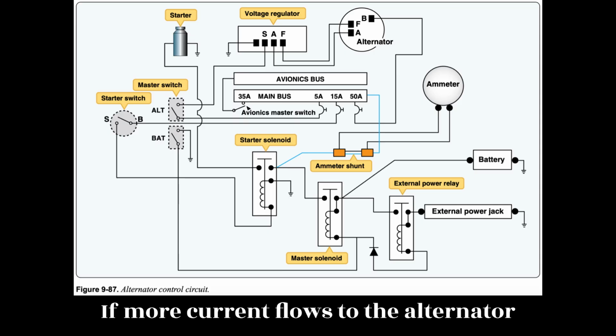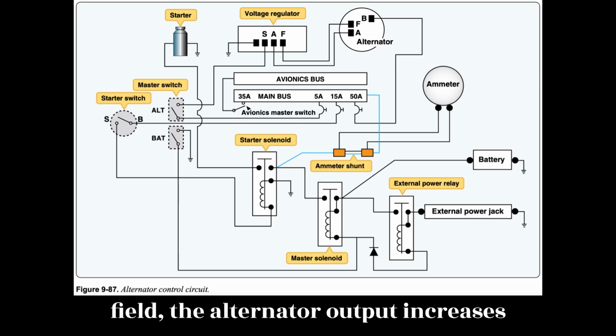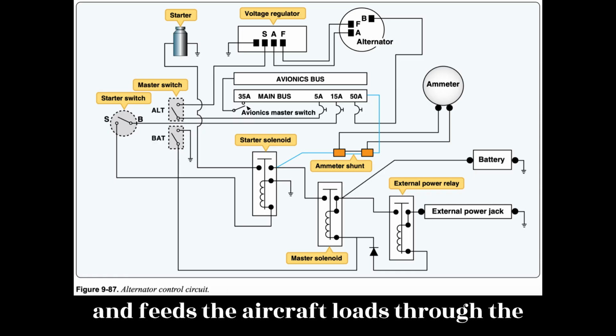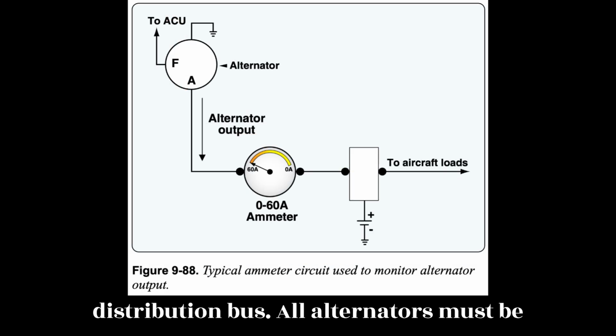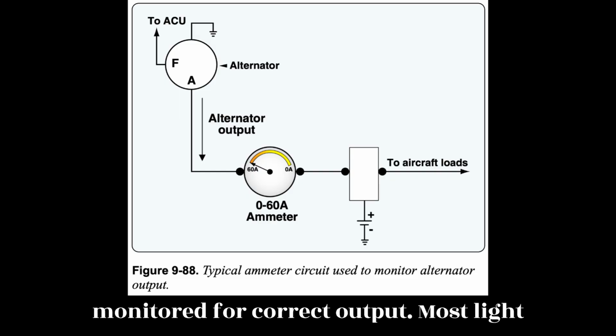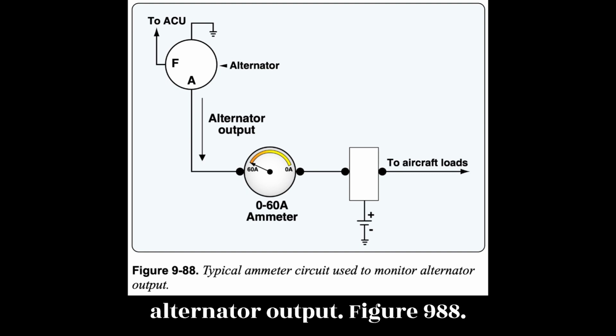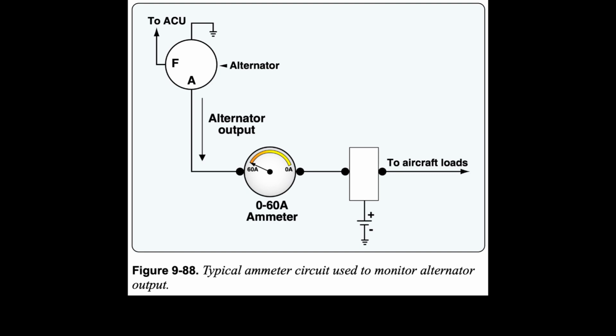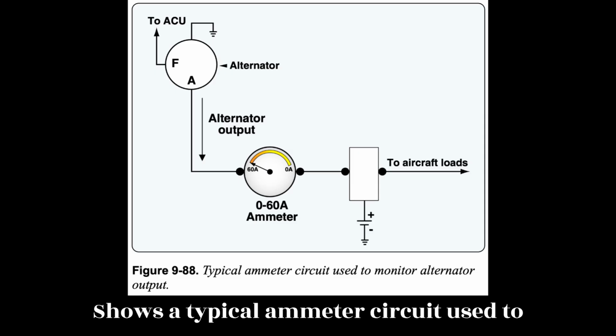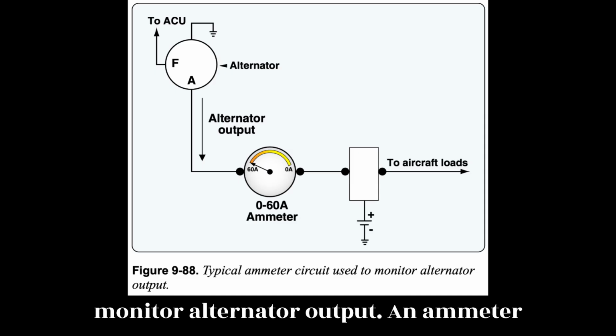If more current flows to the alternator field, the alternator output increases and feeds the aircraft loads through the distribution bus. All alternators must be monitored for correct output. Most light aircraft employ an ammeter to monitor alternator output. Figure 9.88 shows a typical ammeter circuit used to monitor alternator output.